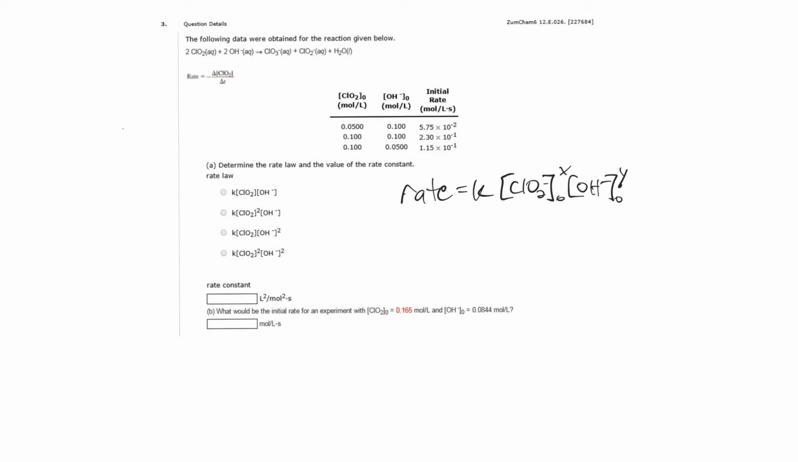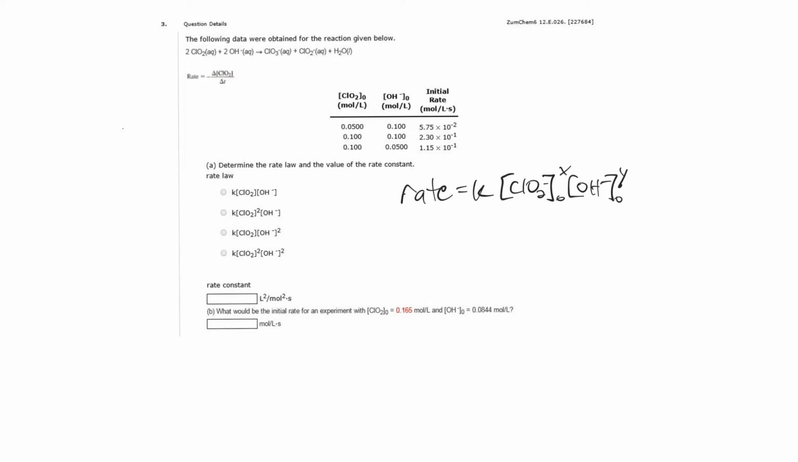And our task is to use the information in the problem to find not only the values of x and y, the exponents, but they also want us to find the value of the rate constant. And then down at the bottom, they even give us some initial concentrations to plug in once we've got the rate constant and solve for the rate itself. So let's turn to the data table.